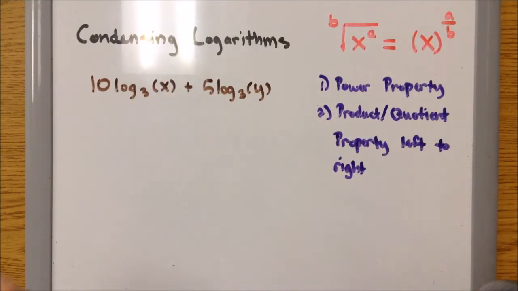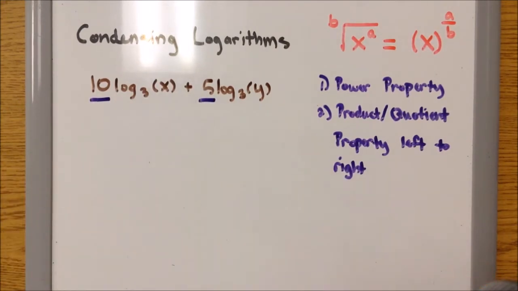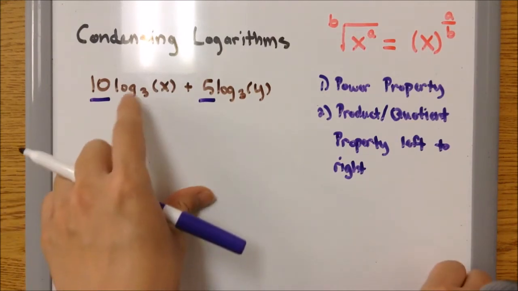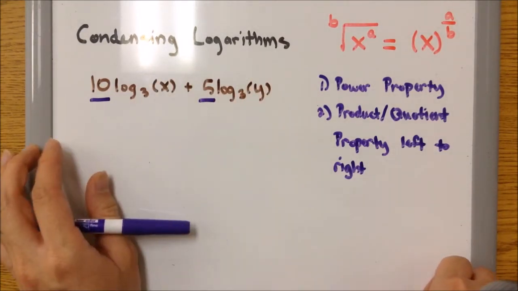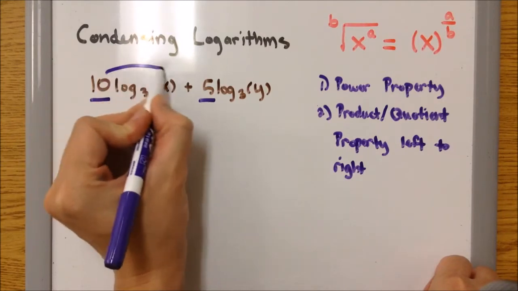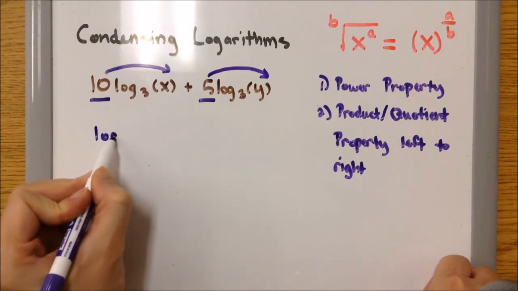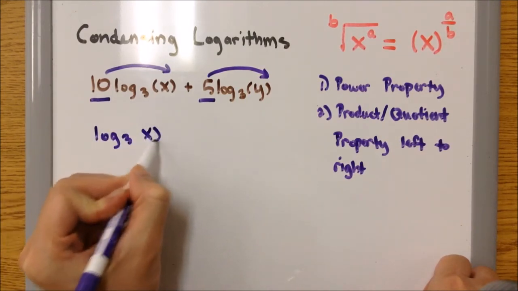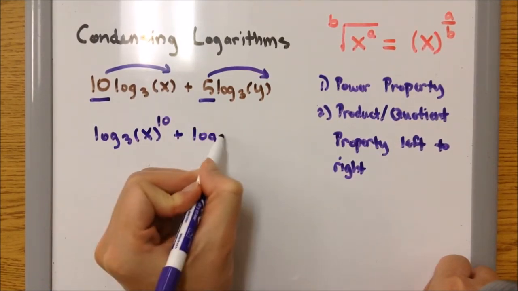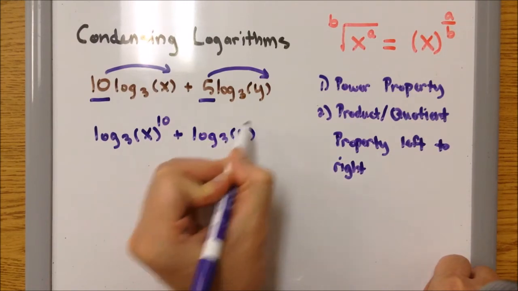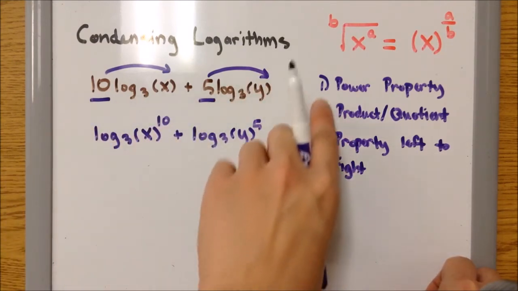So, step 1, power property, meaning we have to look for the numbers that are in front of log. So we have those two. So what we're going to do is we're going to move the number by x and by y as exponents. So it's going to be log base 3 of x to the 10th power plus log base 3 of y to the 5th power. So there's no more numbers, so we finished with the power property.